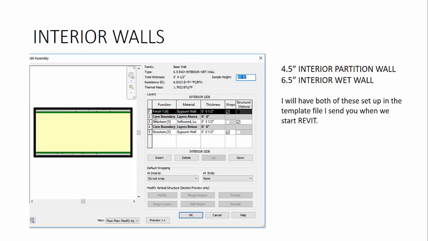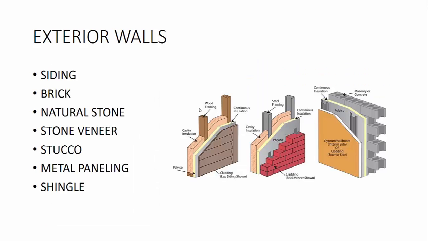So all walls are going to have a core boundary. That's this green line that's here. Inside the core boundary is the structure. This really needs to be changed to finish as well. Anything outside the core boundary should not be structure. And then you have a 1/2 inch of gypsum wallboard, which is drywall, on either side. So for your 6.5 inch interior wet wall, it's a 5.5 inch stud, and then a 1/2 inch drywall on each side. Again, I'll give this to you in the template file I'll send you next week.